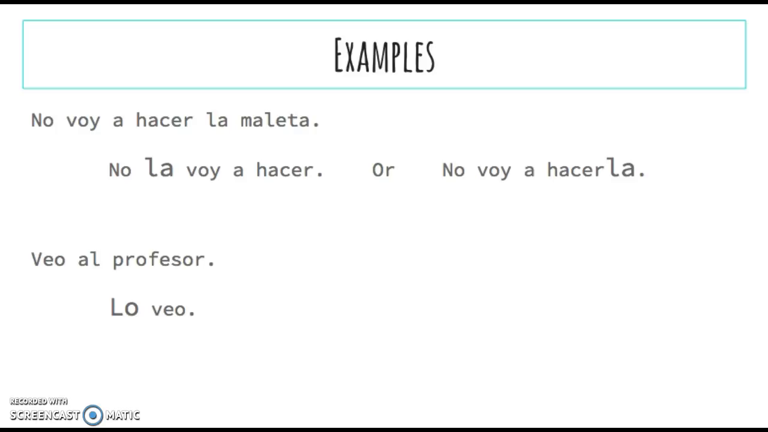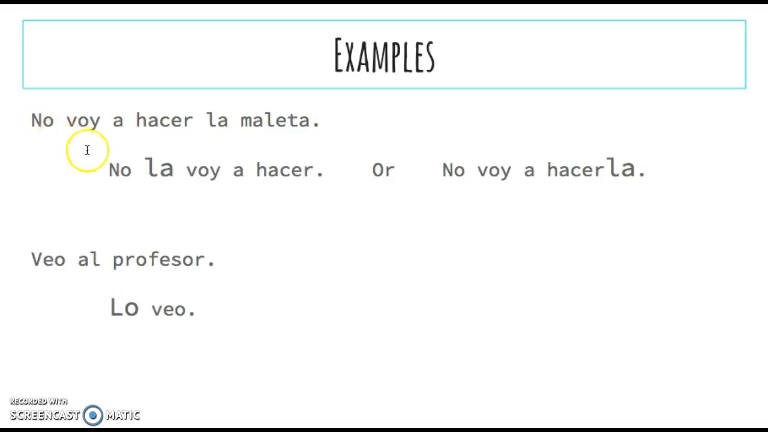Examples. No voy a hacer la maleta. Remember, ir plus a plus infinitive is talking about the future. I am not going to pack the suitcase. In this case, I want to replace the suitcase with a direct object pronoun because la maleta is my direct object. Since it is feminine, I'm going to replace it with the direct object pronoun la.